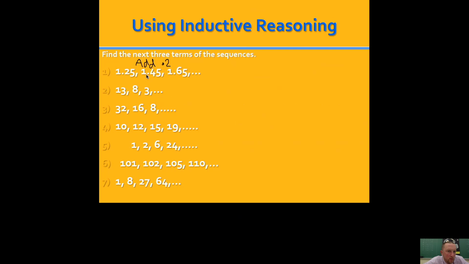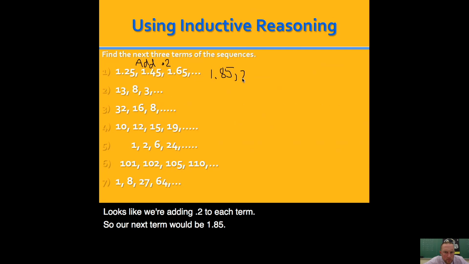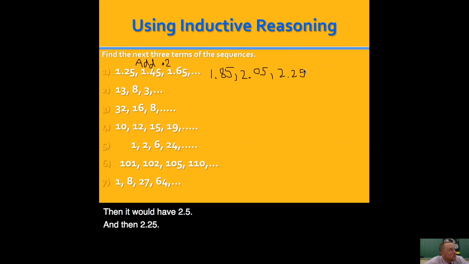It looks like we're adding 0.2 to each term. So our next term would be 1.85. Then it would be 2.05. And then 2.25. We used inductive reasoning to find a pattern, and then we made a conjecture about the next 3 terms.